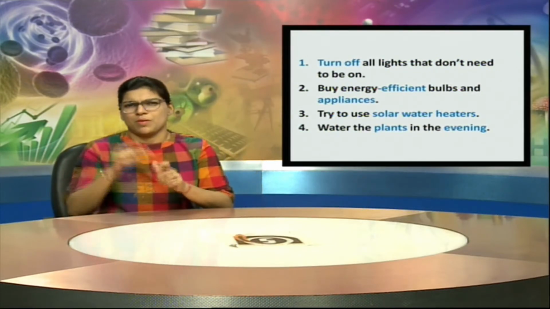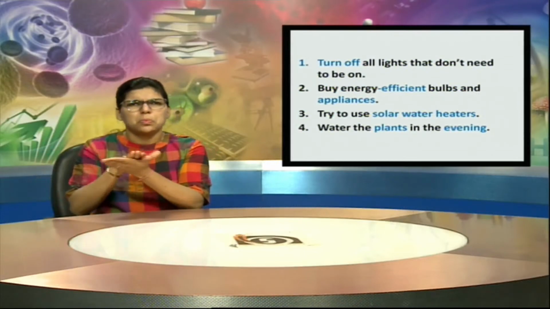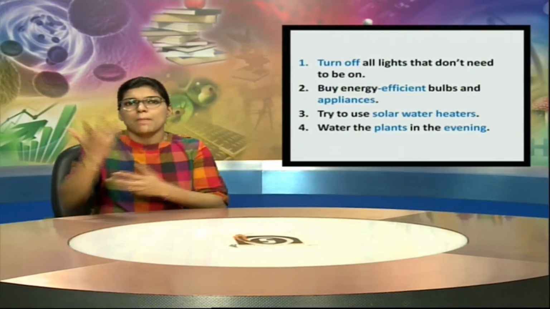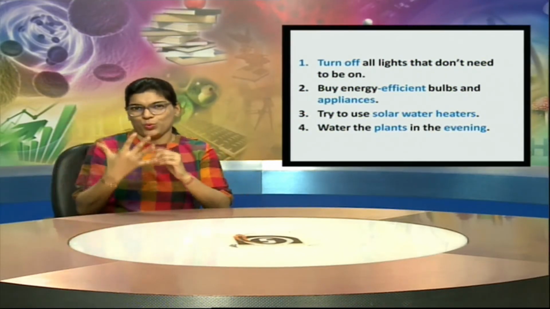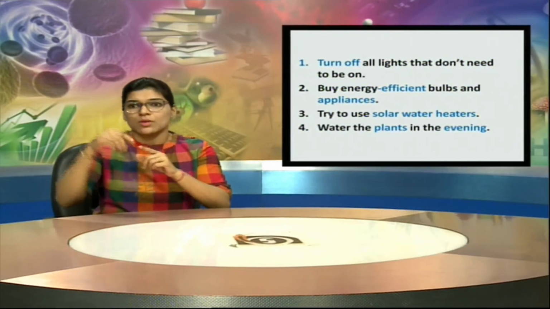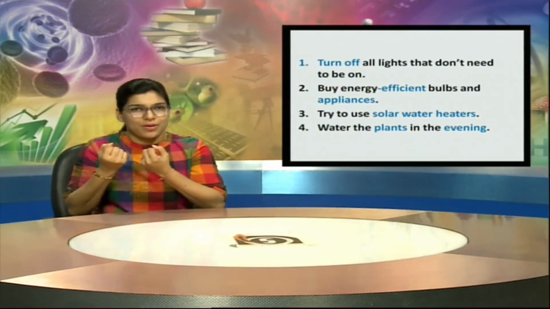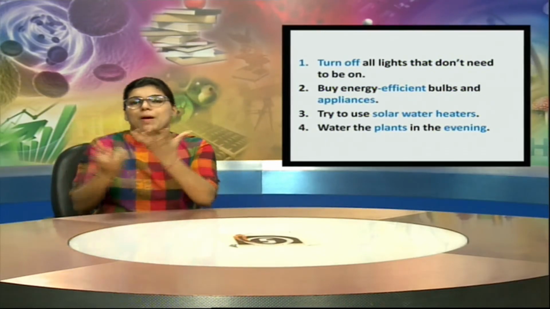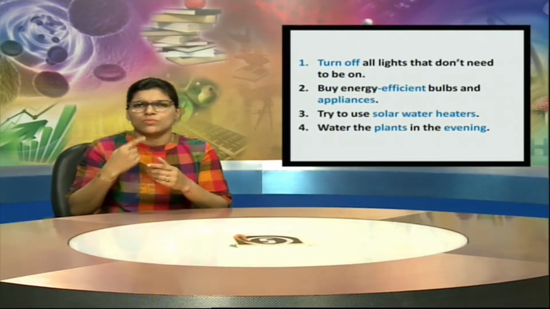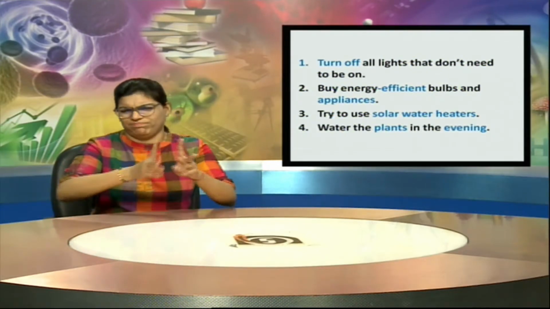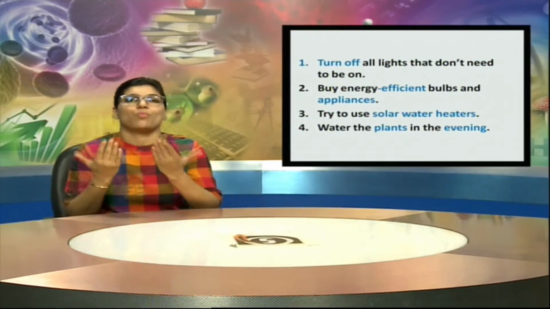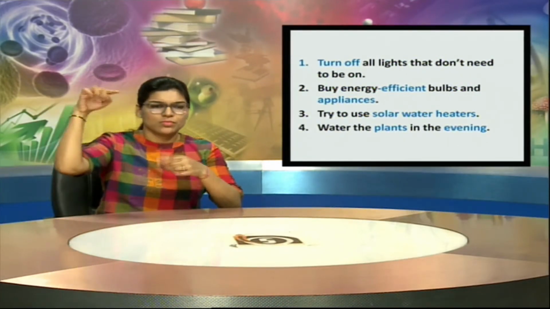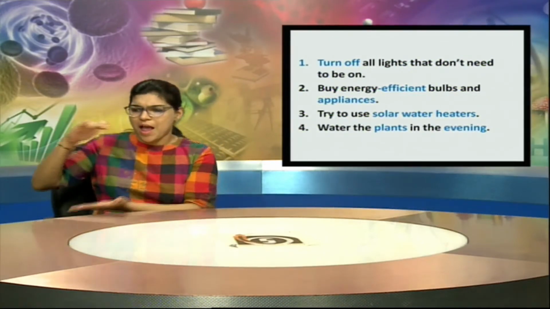Now there are a few points which you can see on the screen. The first is turn off. We should turn off the lights when we don't need them to be on. The second point is to buy energy efficient bulbs and appliances. Like in earlier times, the machines had a different structure, and nowadays we have more modern machines. They have less electrical use. They use less current and give more work output.